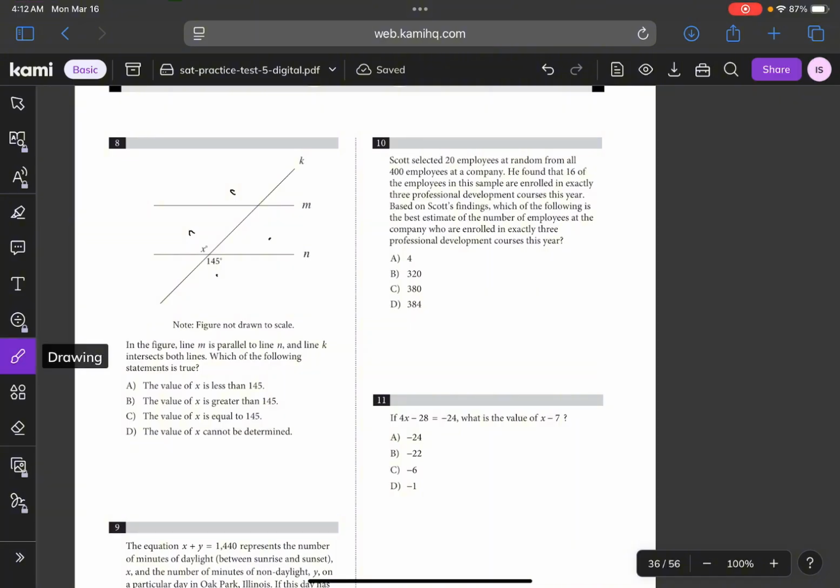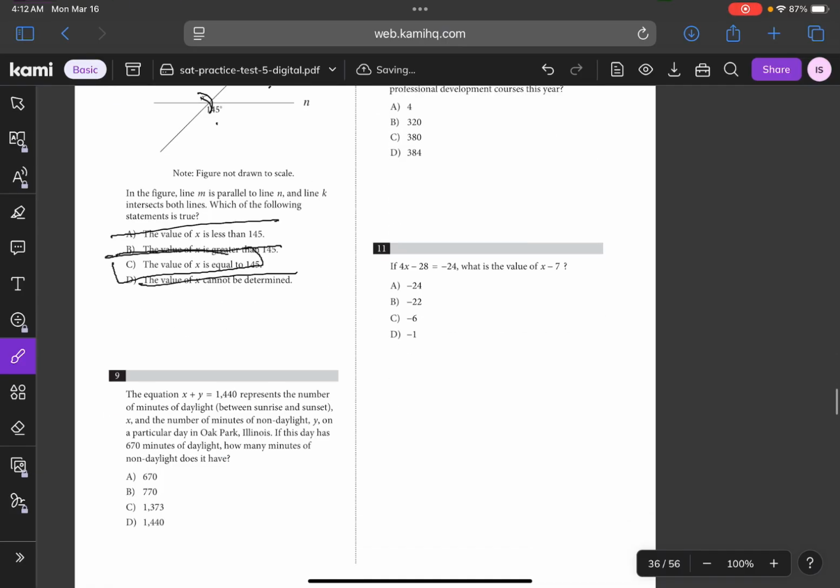So x would also equal 145 because they're across from each other. So this would be wrong. And we know that B is also wrong because the value of x is equal to 145. Here, the value of x is equal to 145. That is true. And the value of x cannot be determined. That's false. It can be determined. So the answer is C.